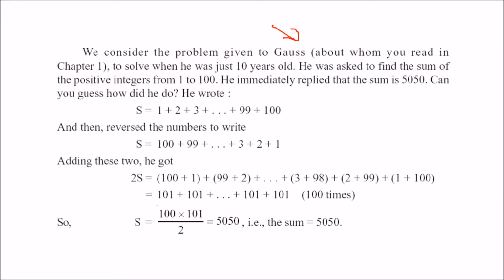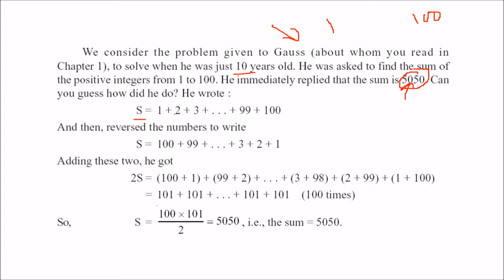Gauss, the famous mathematician, when he was 10 years old, was given a problem. He was asked to add the positive integers from 1 to 100, and he immediately replied the sum is 5050. Can you guess how he actually arrived at this answer?